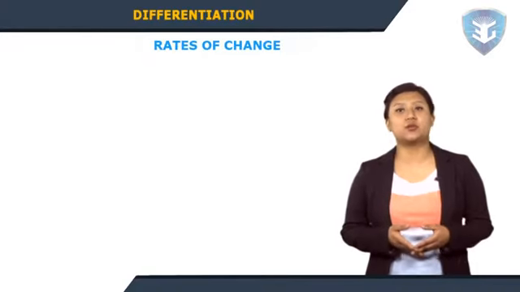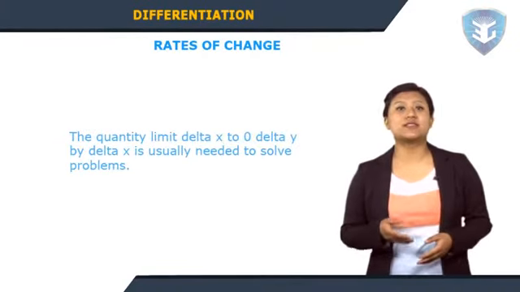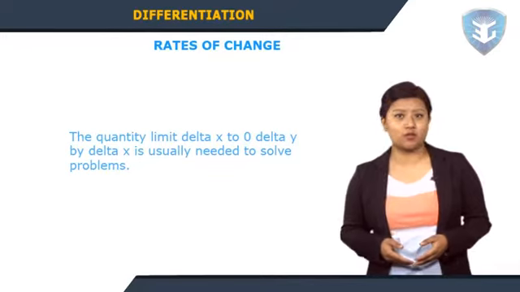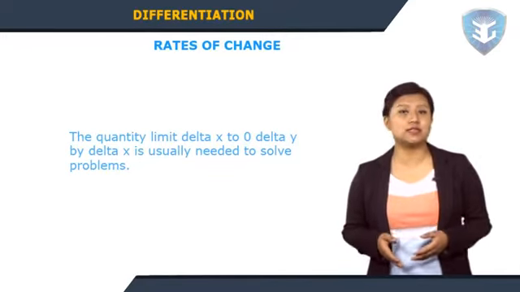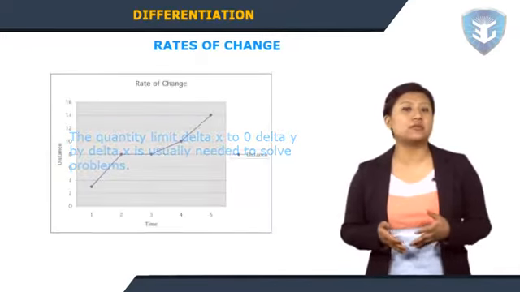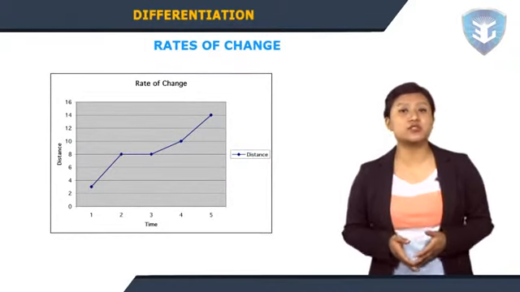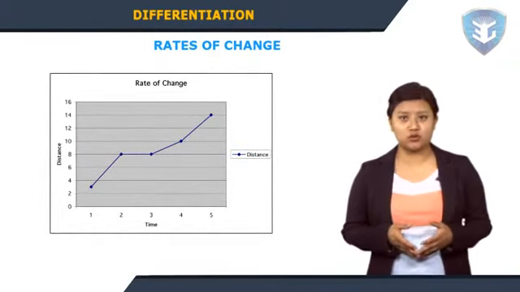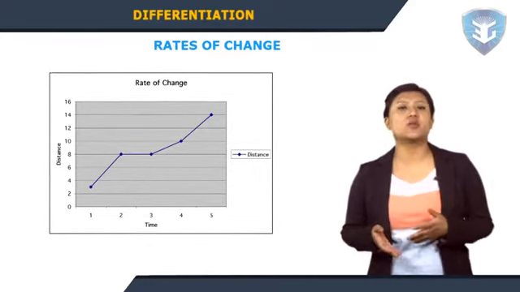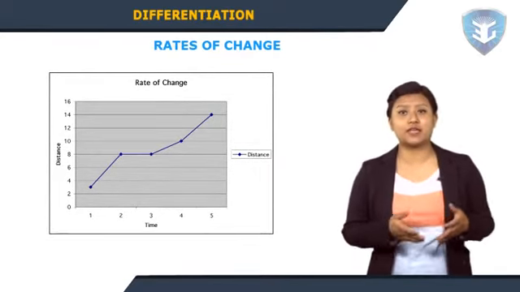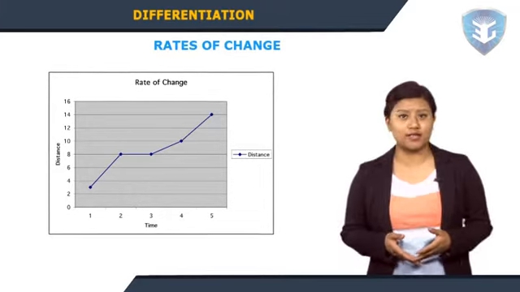Here we will talk about the rate of change. The quantity limit delta x to 0 of delta y by delta x is usually needed to solve problems which have no immediate connection with the slope of graphs. This idea was only introduced to give the reader a picture to hold on to. Moreover, it is not always appropriate to call the variables x and y if other letters arise naturally.